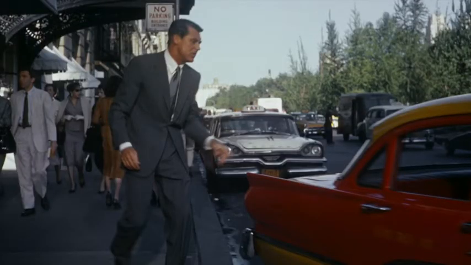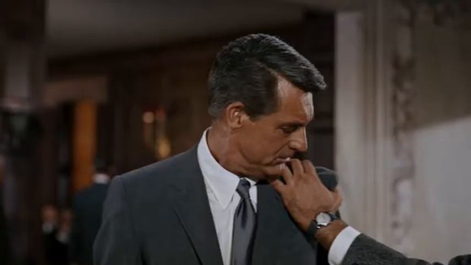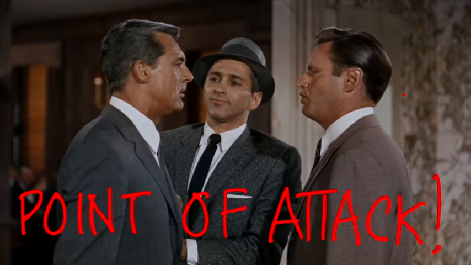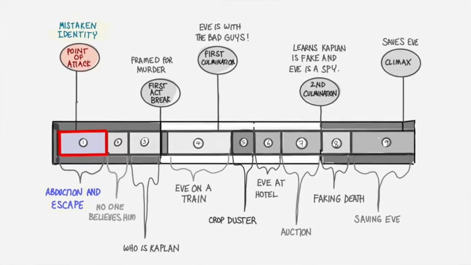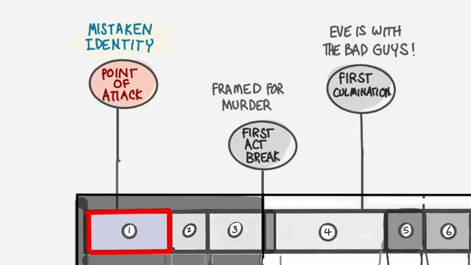So sequence one begins with this scene of rapid-fire exposition that sets up the character's status quo. This is his ordinary world. This is his day-to-day. And then a minor miscommunication and a case of mistaken identity leads to the point of attack. The moment that Kaplan's life is first interrupted by that problem that will lead to the main tension of the rest of the movie.